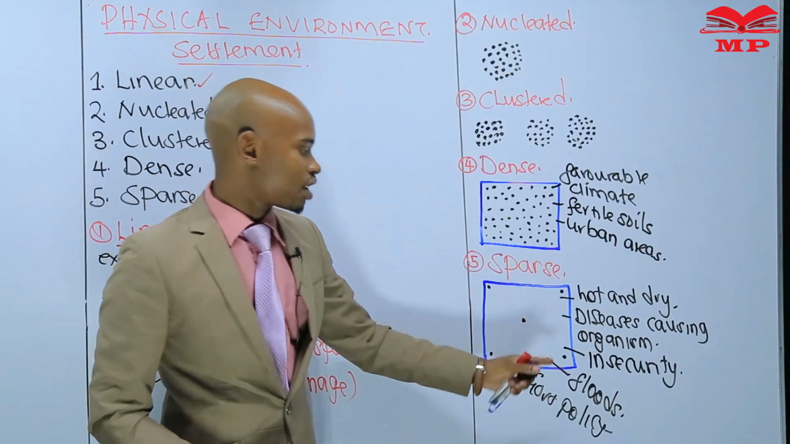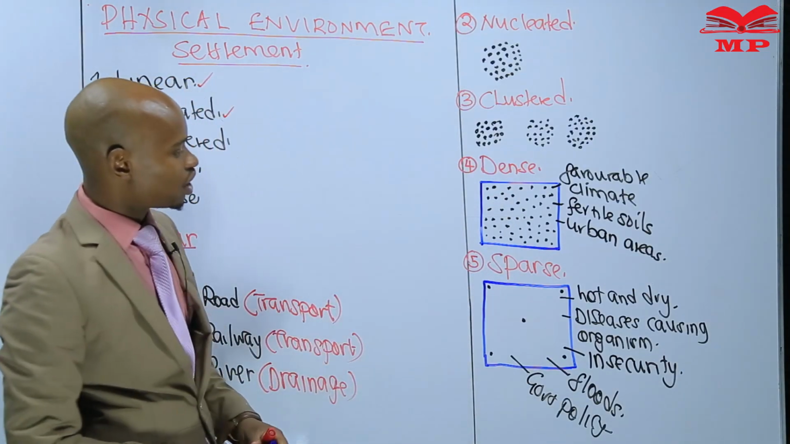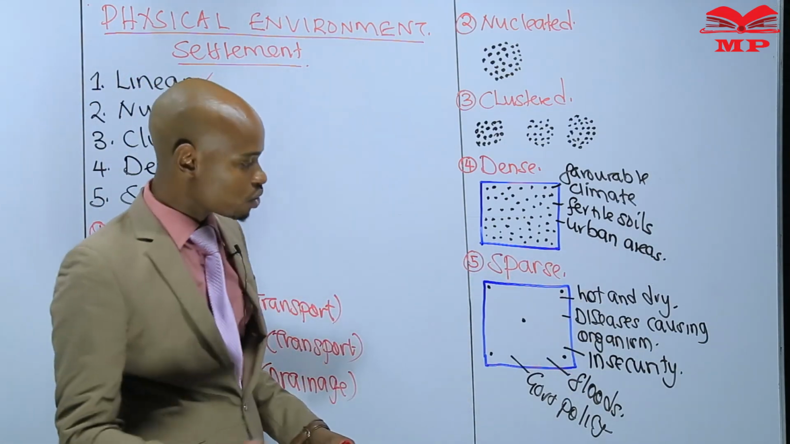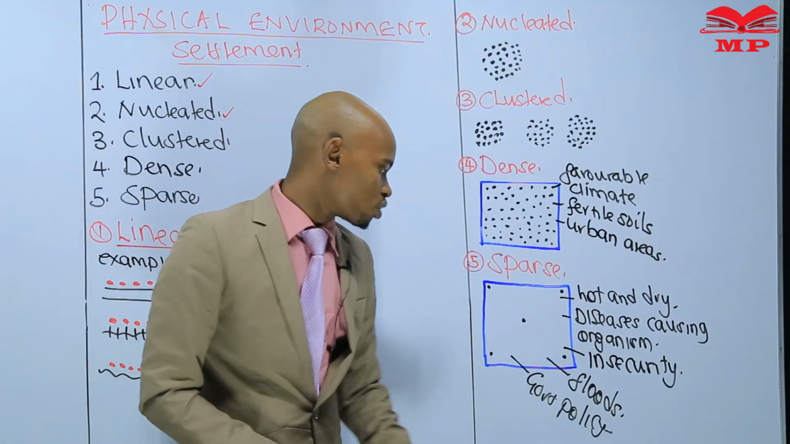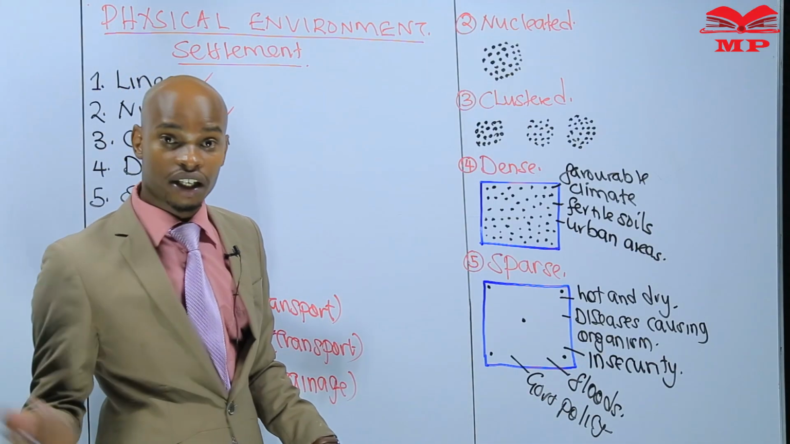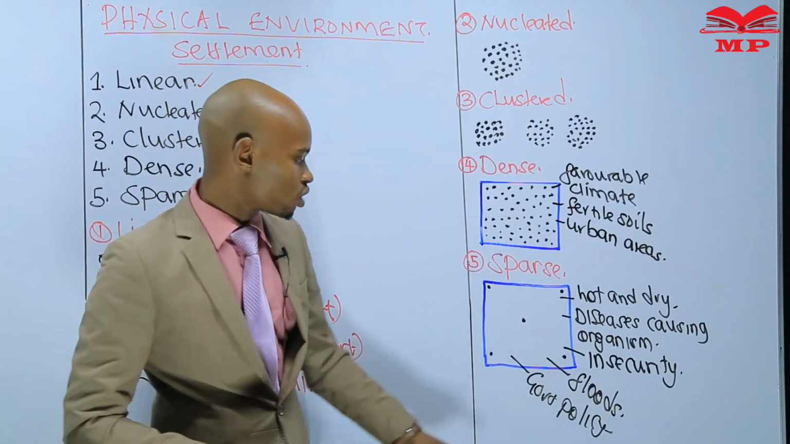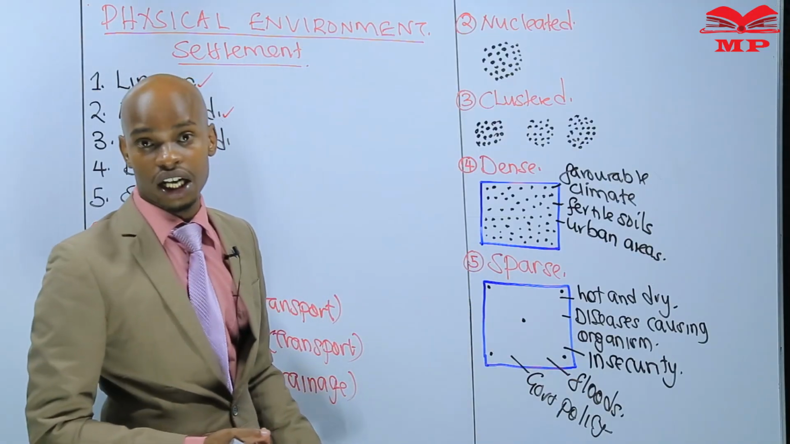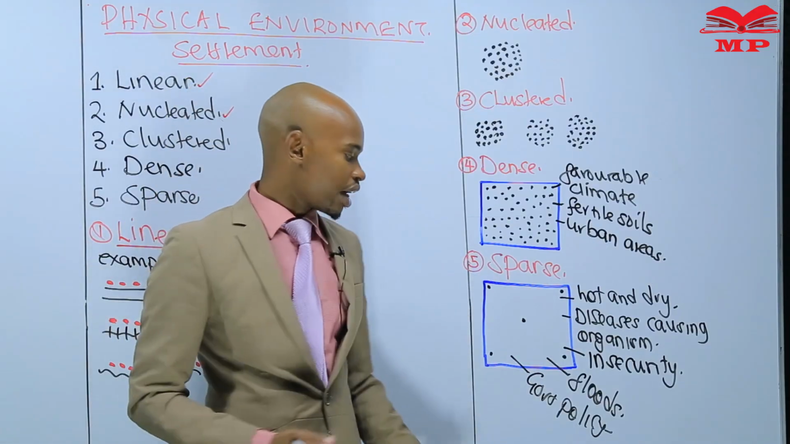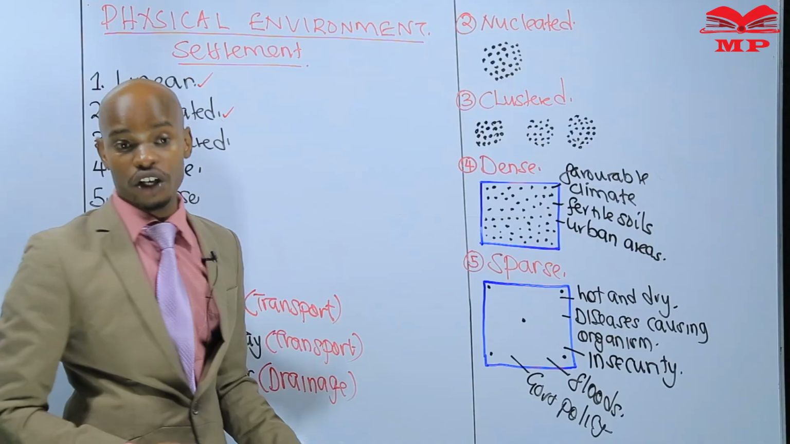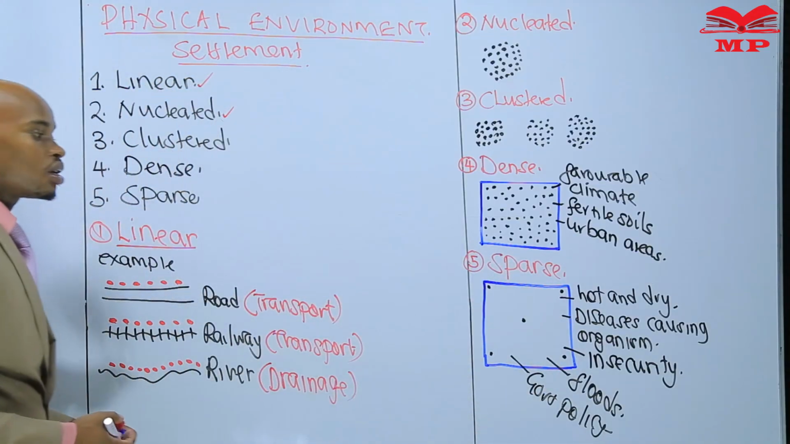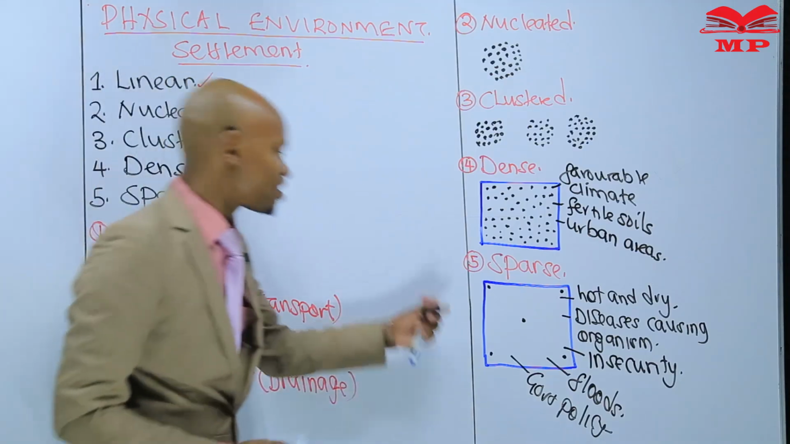And areas that will attract very few people, we have tried to mention: hot and dry areas, no rainfall, disease-causing organisms like mosquitoes and tsetse flies, insecurity, maybe the threat of Al-Shabaab, like in northern Kenya, has caused sparse population. Areas prone to flood, like Budalangi in Kenya, will assume sparsely populated areas. Government policy, like in game parks, game reserves, forest reserves, people are not allowed. So the most probable settlement pattern will be sparse.